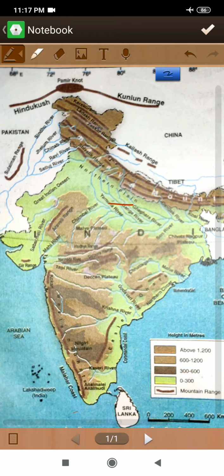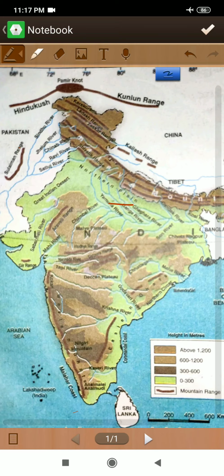Today we will continue with our chapter number 14. In the last video we saw the Great Northern Plain and the Peninsular Plateau. Today we will see the topics coastal plains, archipelagos and rocks. So first we discuss coastal plains.